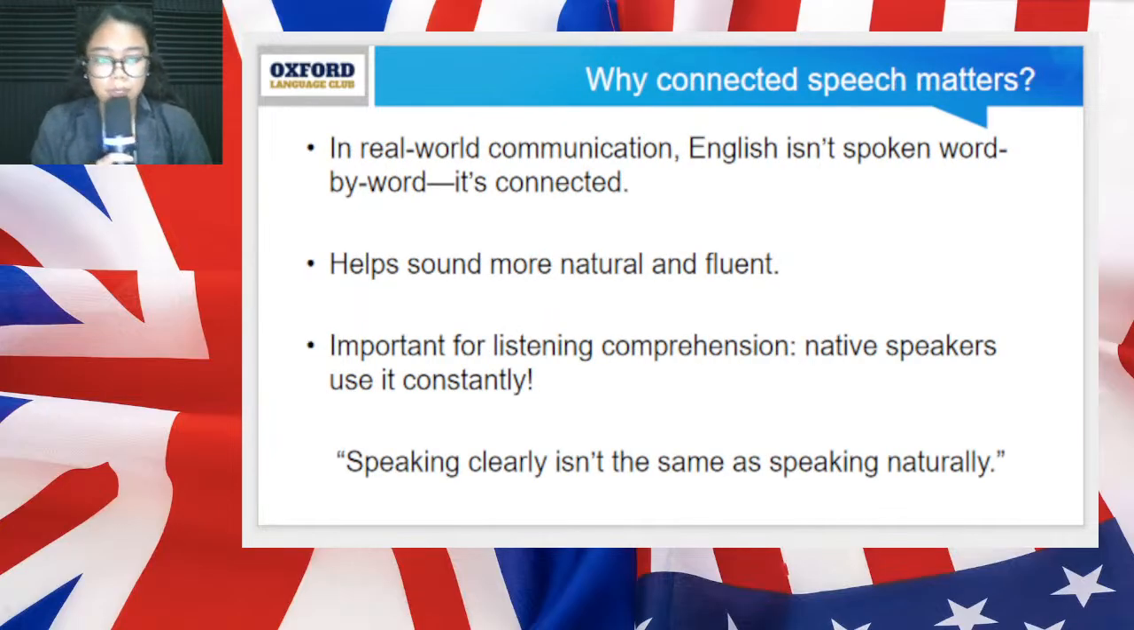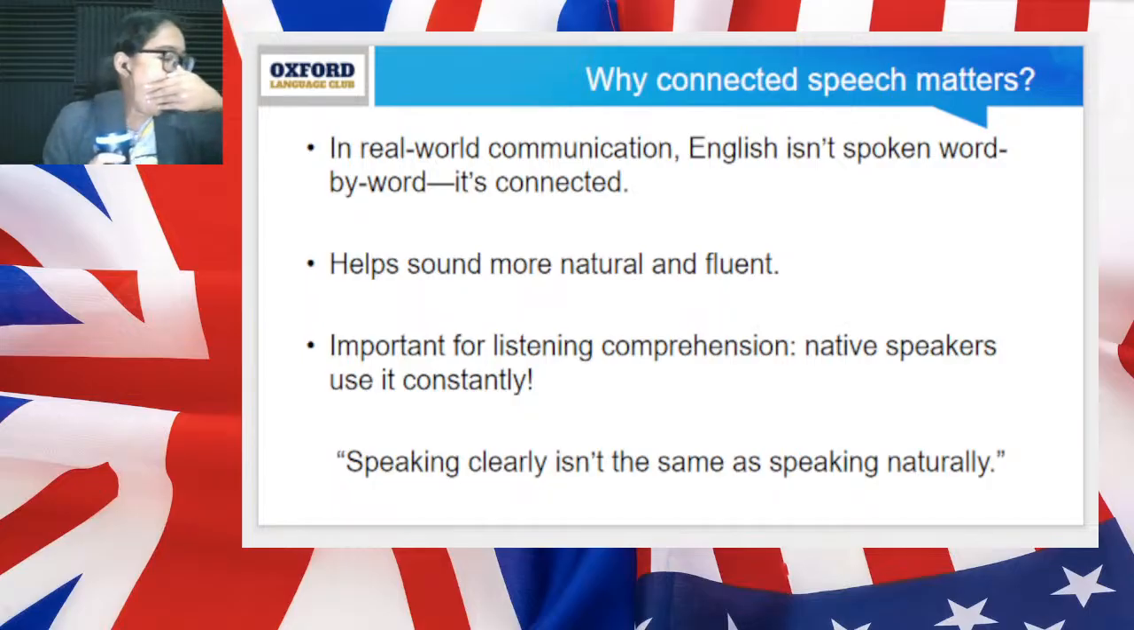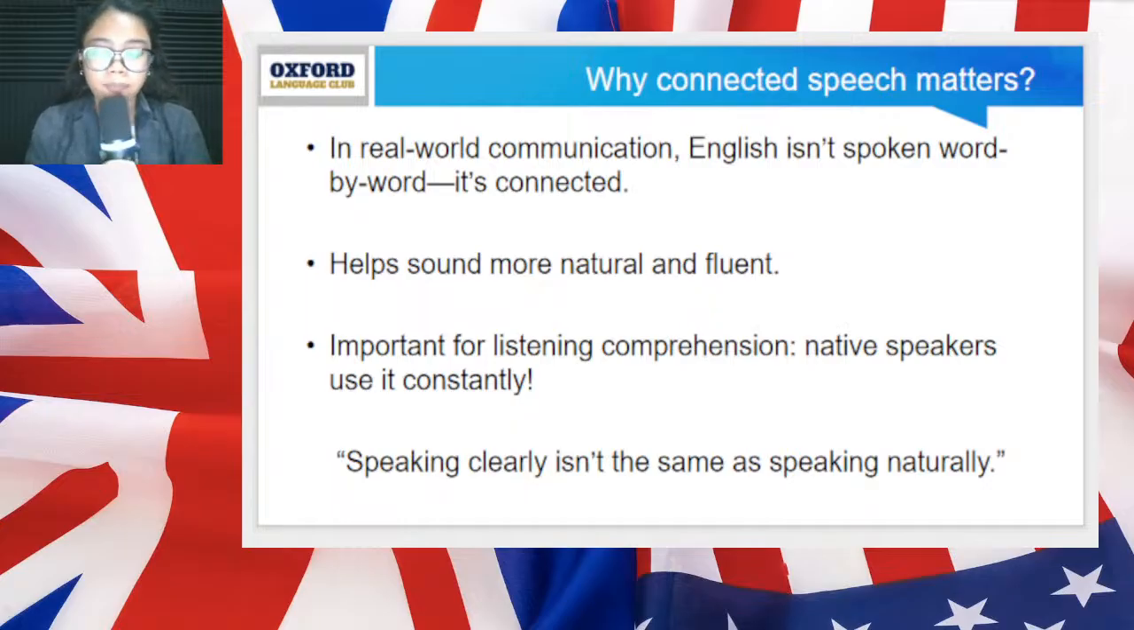So, why connected speech matters? We have a solid understanding of what connected speech is and how it fundamentally changes sounds in spoken English. So, let's move on to an even more critical question for all of you as English learners: why connected speech matters? Now, this really hits home the practical importance of this topic. The first point here is a re-emphasis of something we have touched upon.